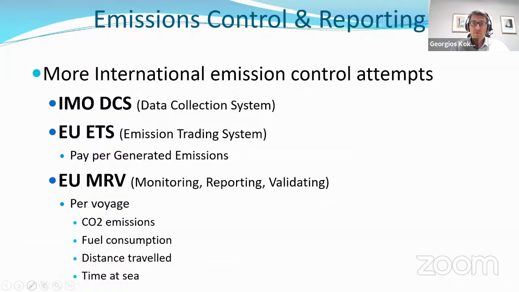There are ways of collecting this data from IMO or a few European standards, the monitoring, reporting, and verification, or even emission trading systems. For the energy you consumed for a particular voyage, you have an allowance. If you exceed that allowance, you've got to pay. If you don't exceed that allowance, you will have a financial benefit, because you're very energy efficient. So there are regulatory ways, there are attempts around the globe to make vessels more efficient. Next slide, please.